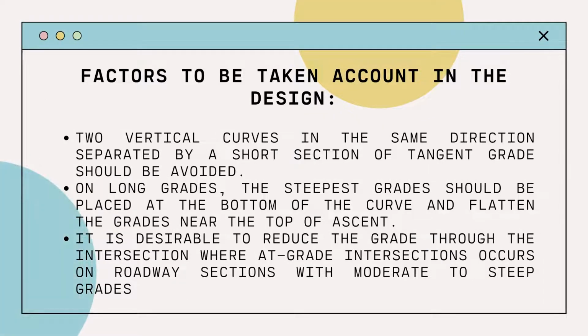Two vertical curves in the same direction separated by a short section of tangent grade should be avoided. On long grades, the steepest grade should be placed at the bottom of the climb, flattening the grade near the top of the ascent. It is desirable to reduce the grade through the intersection where at-grade intersections occur on roadway sections with moderate to steep grades.